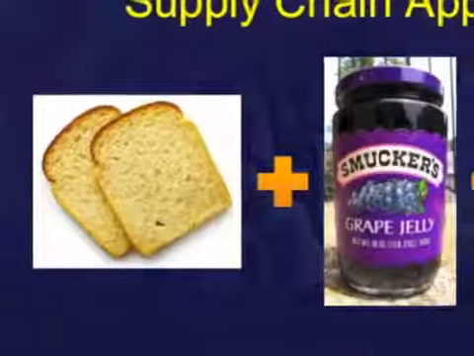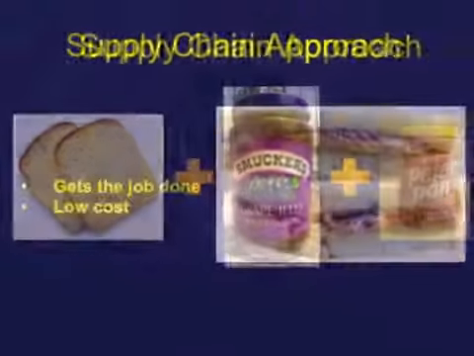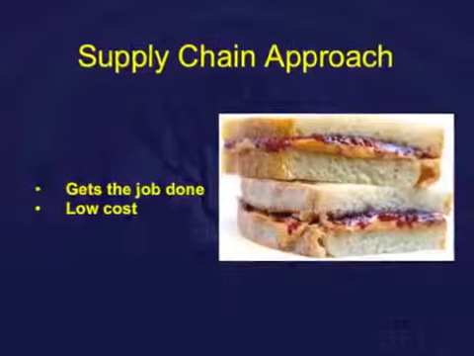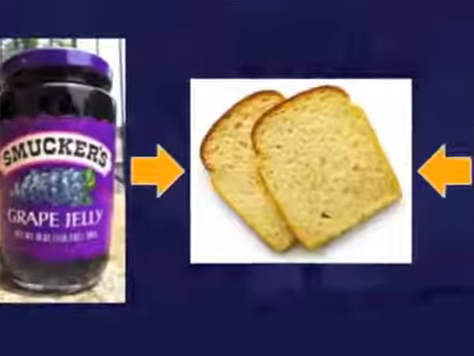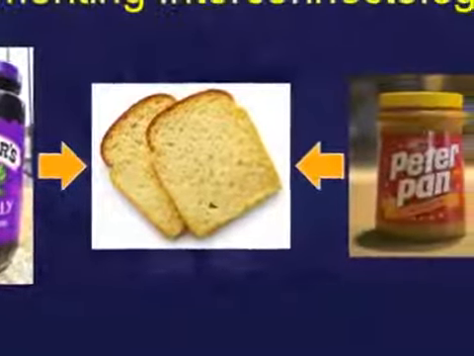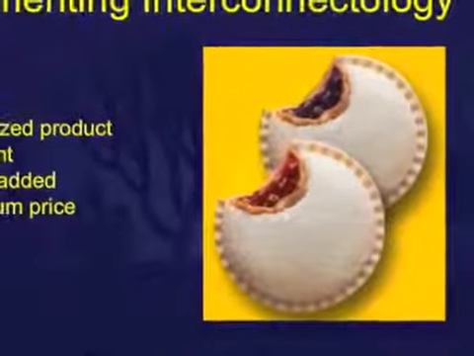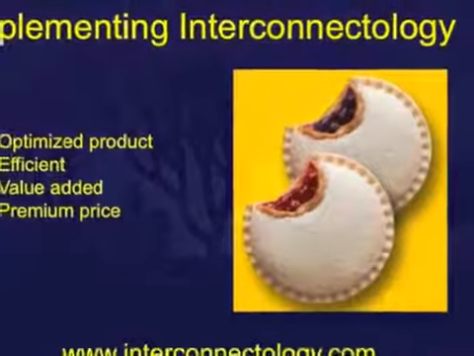So just to recap, the supply chain approach, which we all know, is you take the bread, you take the jelly, you take the peanut butter, and you get a product that is low cost, gets the job done. Now, if we implement interconnectology, you're going to integrate the jelly, the peanut butter, and the bread into one system, and you're going to get an Uncrustable. It's an optimized product, it's efficient, there's value add. Parents take it out of their freezer, throw it in their kid's lunchbox. So on a very basic level, this is the concept of interconnectology.